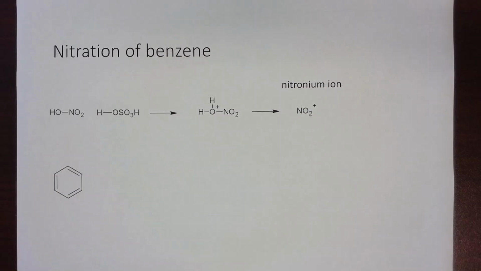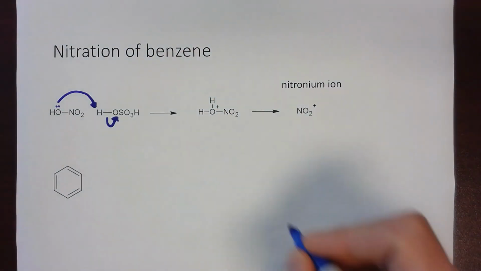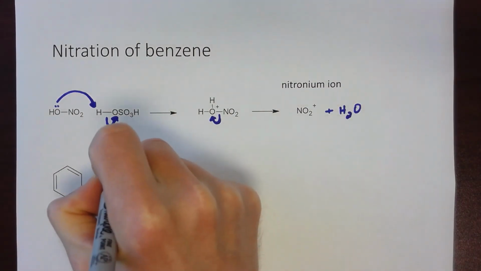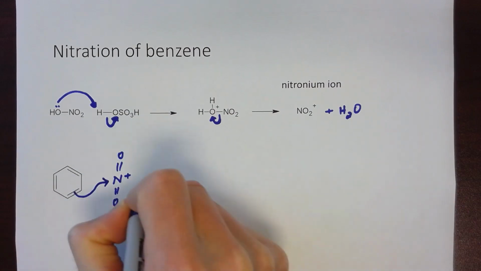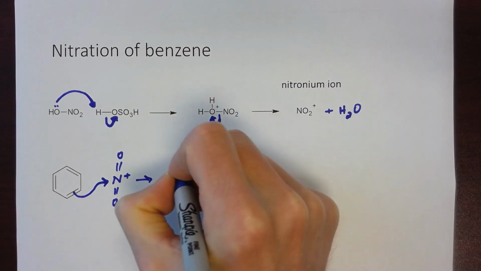We can also add a nitro group to benzene. To do this, you need to add concentrated nitric and sulfuric acid to benzene. And sulfuric acid is a stronger acid than nitric acid, and so it actually protonates nitric acid. This protonated nitric acid can then lose water to make a nitronium ion. The nitronium ion is the electrophile that we need.